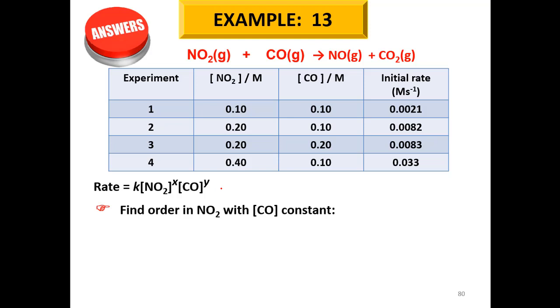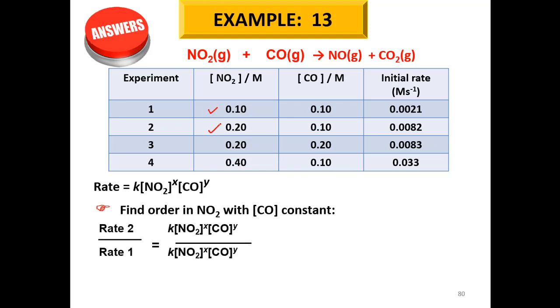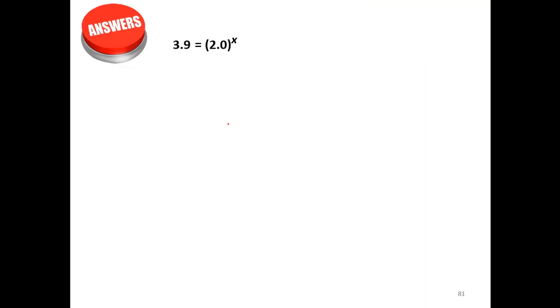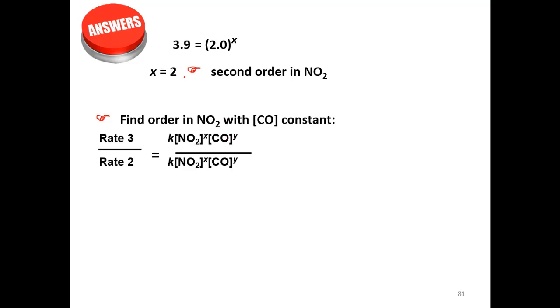So bila kita nak tentukan order NO2, kita tengok concentration mana yang NO2 berubah tetapi concentration CO sama. Okey, contohnya kita boleh pilih eksperimen 1 dan 2. Okey, then just masukkan the values. You should get as X sama dengan 2 lah. So maksudnya second order with respect to NO2.